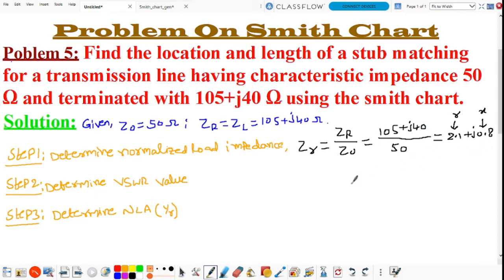The normalized load impedance is a complex quantity. It has both a real part and an imaginary part. The real part is the resistance and the imaginary part is the reactance value. Here the resistance value is the 2.1 constant circle and the reactance value is the 0.8 constant circle. In the Smith chart, mark the intersection point of the r equal to 2.1 constant circle and the x equal to 0.8 constant circle.